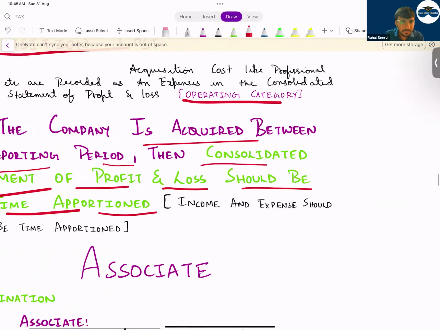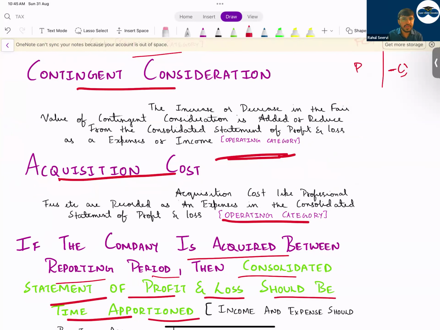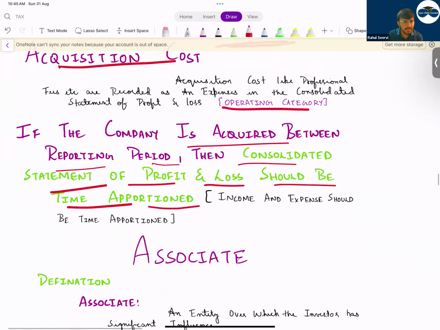With this, we have completed the P&L part also. I hope this is clear to everyone. There are no doubts in the balance sheet and P&L. Each and every adjustment I have mentioned, how will you show it in your balance sheet or P&L?